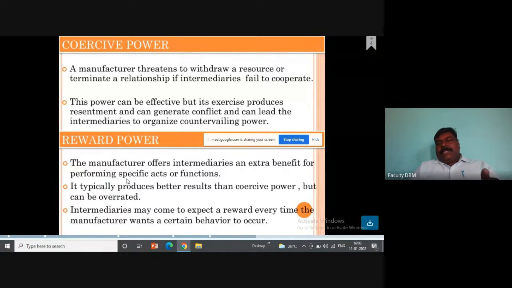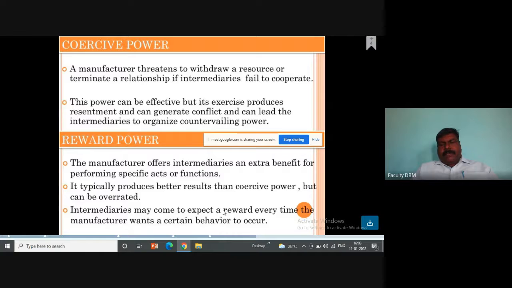So this is the reward power. The manufacturer has a reward power, saying that if you are going to take 100 boxes, you will be getting a gold coin. Some offers that manufacturers give in order to make more sales. It also comes under sales promotion. It typically produces better results than coercive power. Rather than fighting that you are not performing well, why can't you motivate with an extra benefit so that people will come forward for doing more sales?